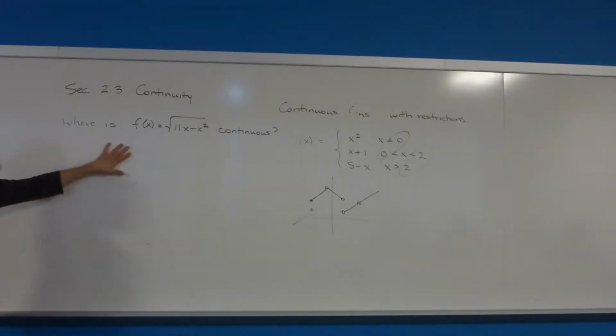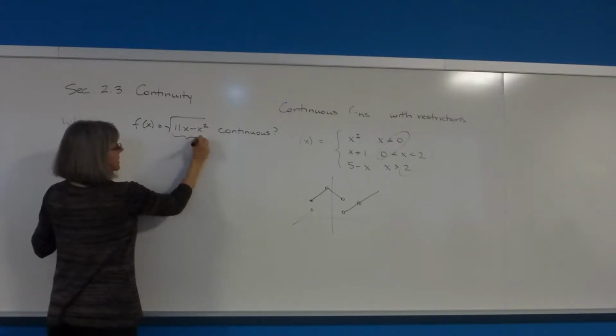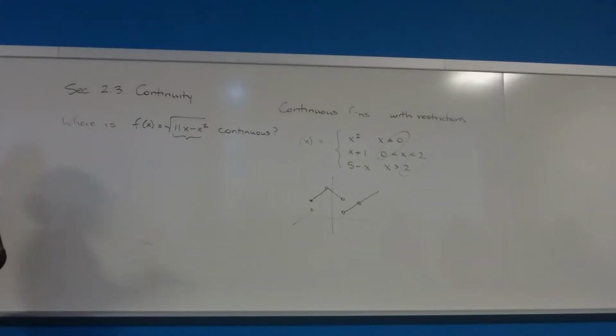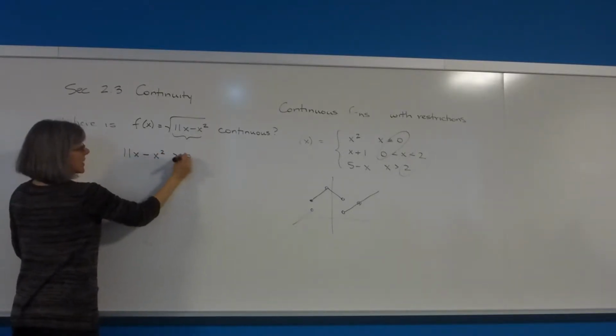Okay, so where is this function continuous? Remember our list of continuous functions? This one was continuous with restrictions because there's a domain issue. So where it is continuous is the same thing as finding the domain. So how do I find the domain for this? Write an equation. So I know that the inside of the square root must be positive or 0. Square root of 0 is 0. So I'm going to write 11x minus x squared greater than or equal to 0.